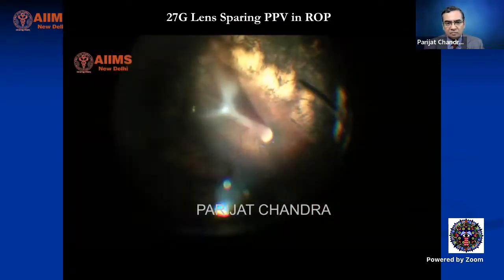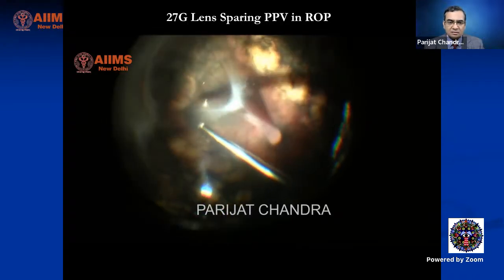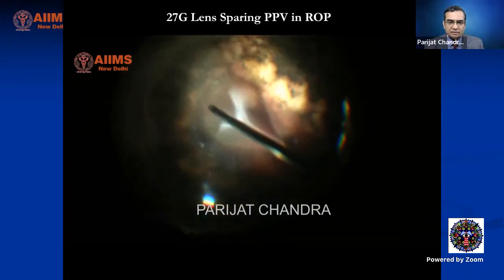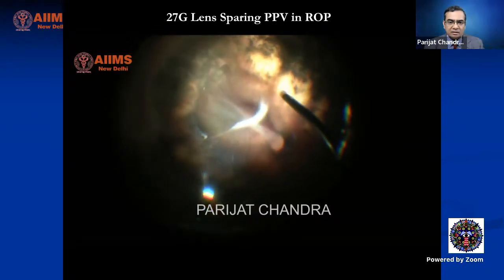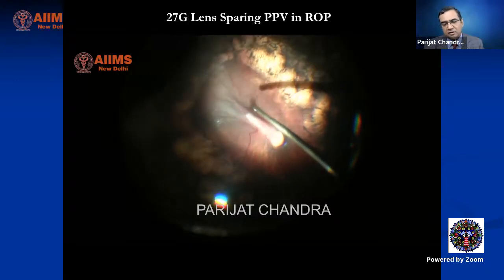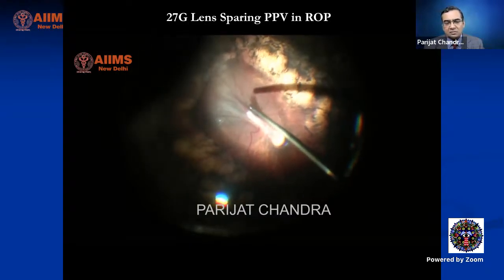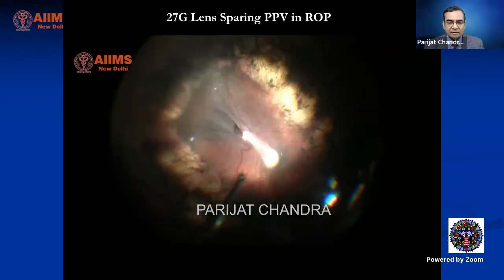As you can see what is being done, 27 gauge works very well if you want to just deal with posterior scenarios, not too much peripheral scenarios. You can see all this membrane is being cut, and you can see a retinal fold behind. Once you remove that membrane, a very small amount of retina is there, not much. And this helps release the traction from the periphery to the disc.